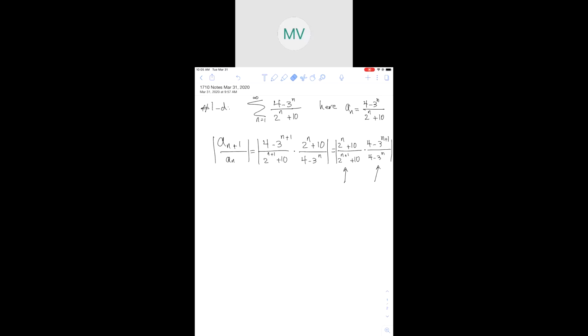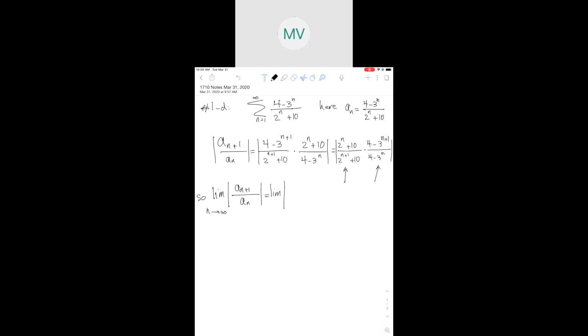All right. So the limit of a sub n plus 1 over a sub n, as n approaches infinity, is the limit up there. Now for that, you can use the trick that we do, okay?